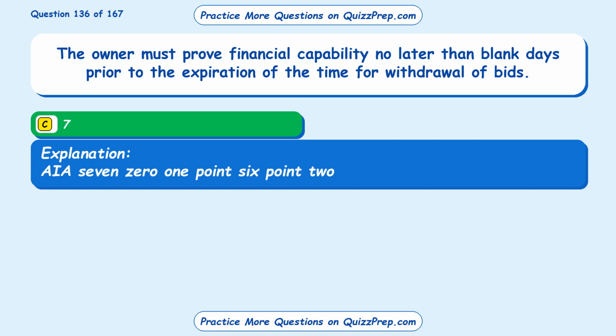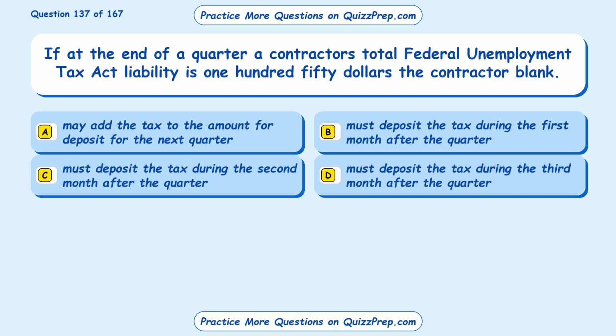AIA 701.6.2. Question 137. If at the end of a quarter a contractor's total Federal Unemployment Tax Act liability is $150, the contractor blank. Option A, may add the tax to the amount for deposit for the next quarter.